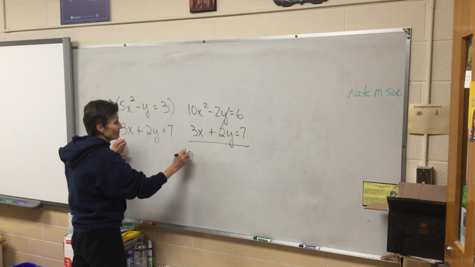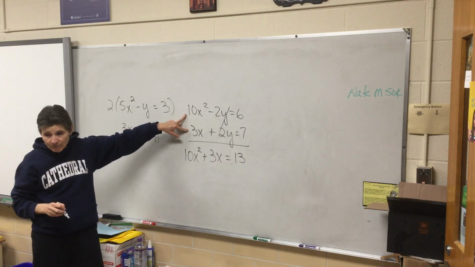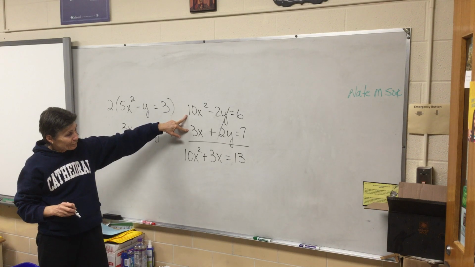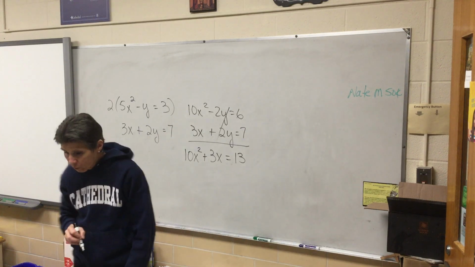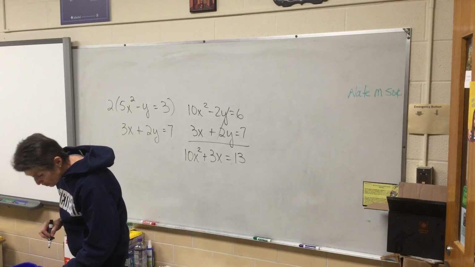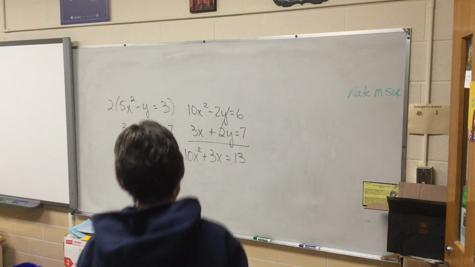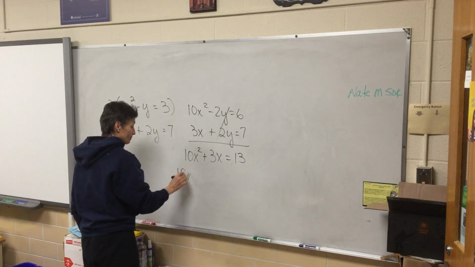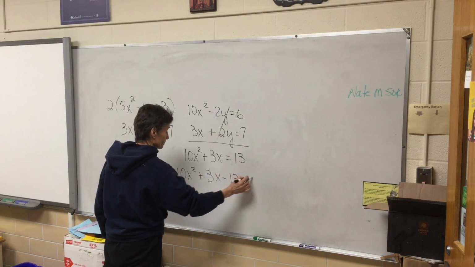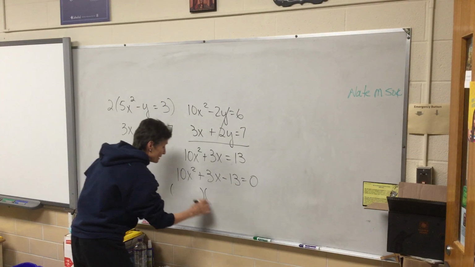We're adding, so we have 10x squared plus 3x equals 13. Do not add these two together, folks. Okay, what kind of an equation is that? Quadratic. Yep, and what do we do with quadratic equations? Factor them? Well, yeah, first you set them equal to 0. And I do believe that does factor.